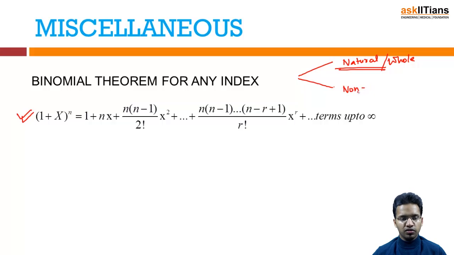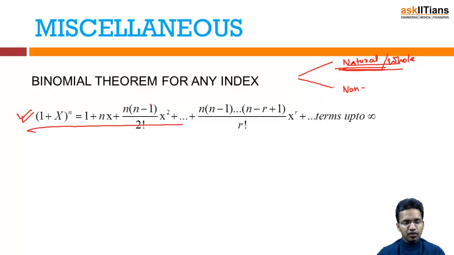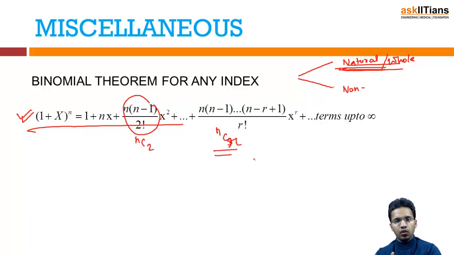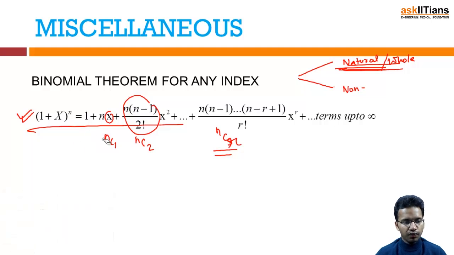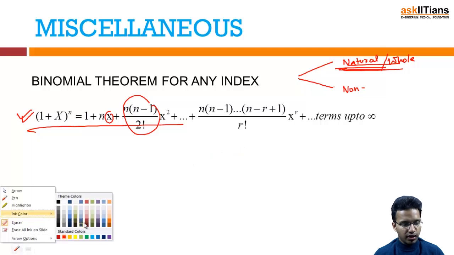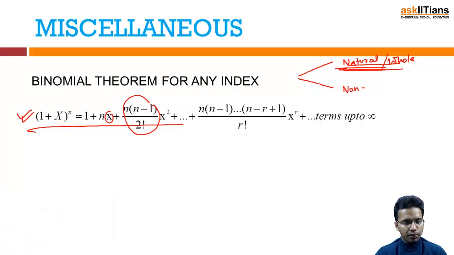And this one will be non-natural or whole numbers. Although this is applicable for this also, you can just see that this is nothing but your nC2, this is nothing but nCr, it will go on like that. It's nC1, nC0 and x. So it's the same only, no difference regarding that. But again, here the important thing to notice is that the power can be anything.